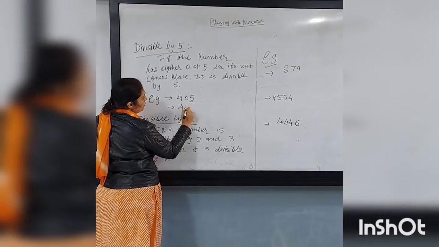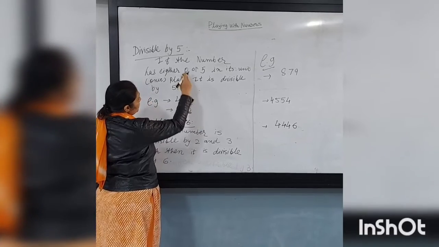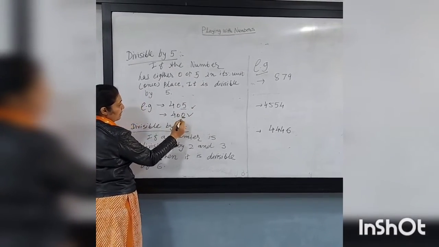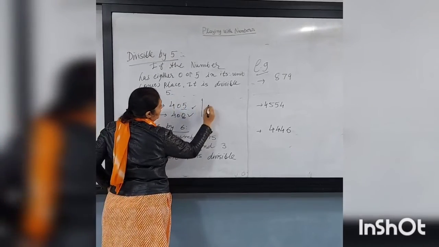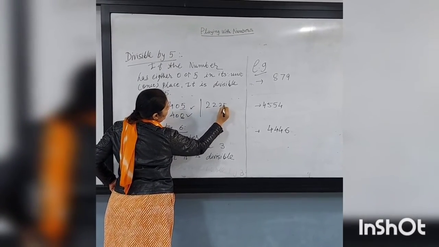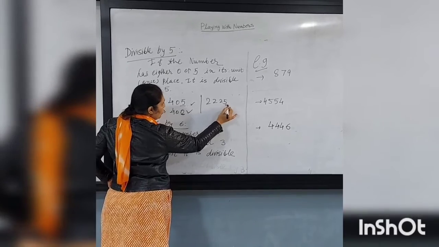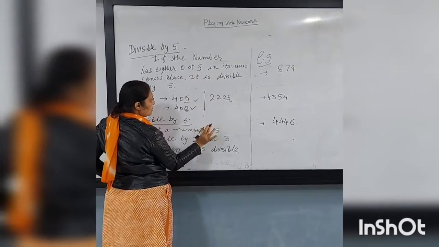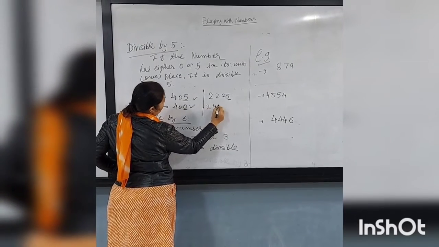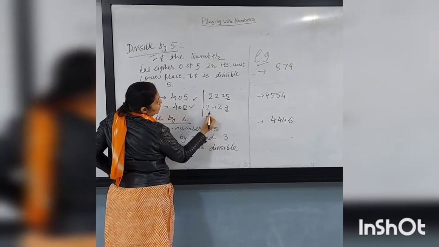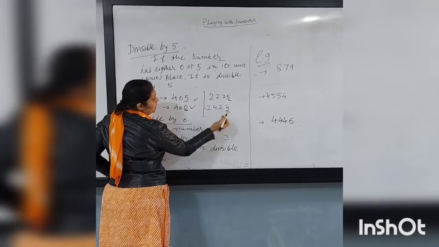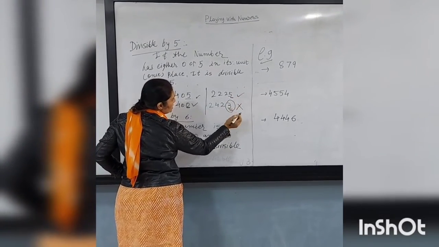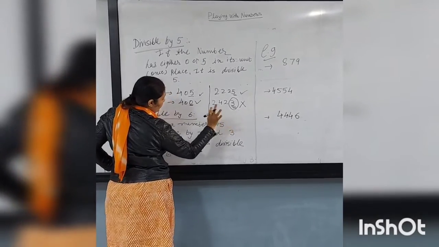Suppose we are taking 400. So, on unit place, we have 0. So, this number is also divisible by 5. But if we take a number also having 5 on the unit place, this number is also divisible by 5. Now, 2423, unit place we have 3. So, this number is not divisible by 5.